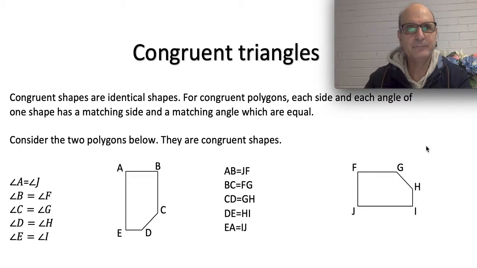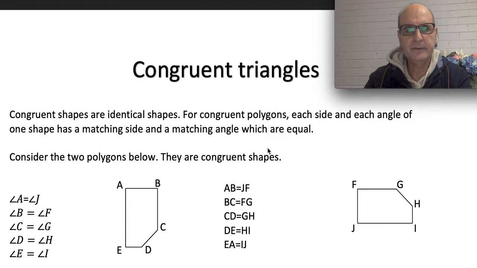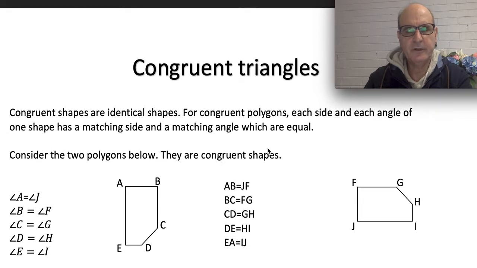Hello. This lesson will be discussing congruent triangles. Basically, congruent shapes are two shapes that are exactly identical. So that means all the matching angles will be equal and all matching sides will be equal.